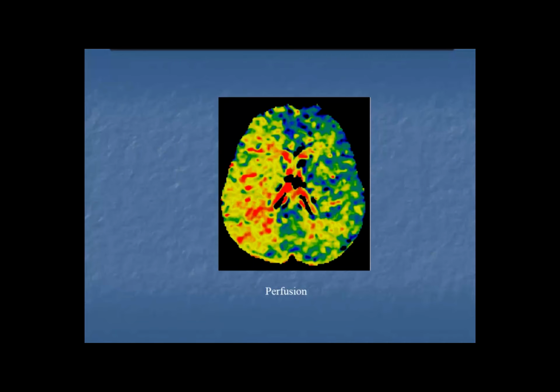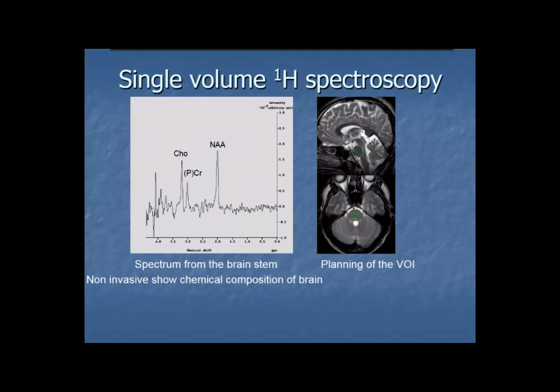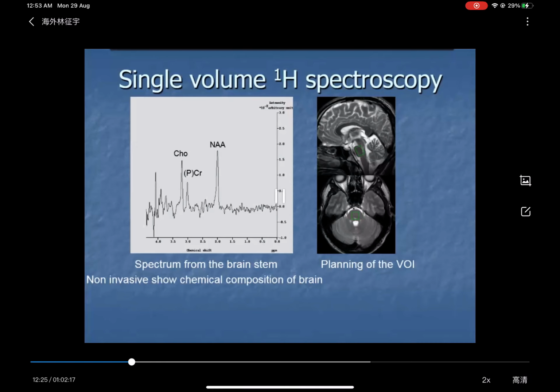This is the PWI perfusion image, perfusion weighted image. We can know the blood supply. This is the MRS, the single volume proton spectroscopy. This is the spectrum from the brain stem. It's a non-invasive method to show the chemical composition of the brain. We can learn the chemical composition of the brain, such as choline, creatine, NAA, and so on.